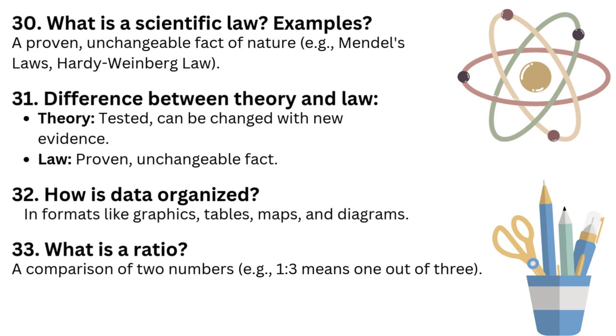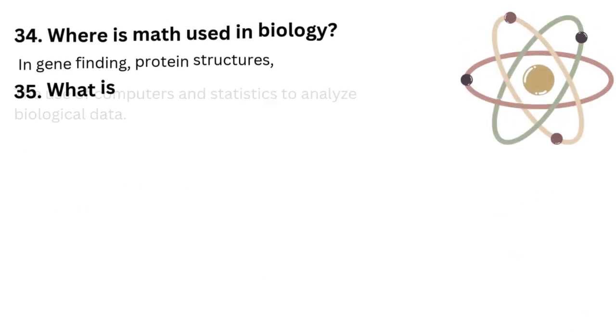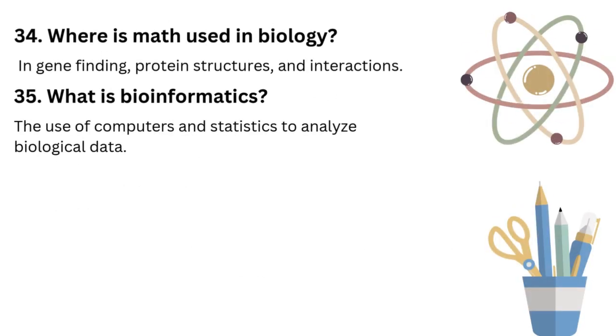What is a ratio? A comparison of two numbers, e.g., 1 to 3 means 1 out of 3. Where is math used in biology? In gene finding, protein structures and interactions. What is bioinformatics? The use of computers and statistics to analyze biological data.